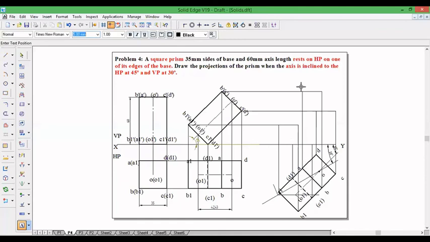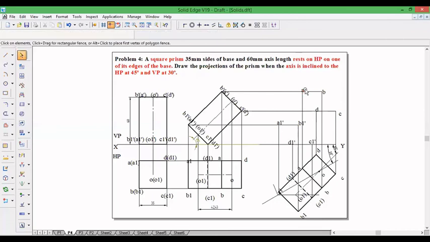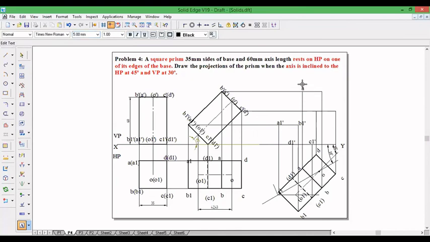Now let us label it. So this is A, B, C and D. Similarly, A1 dash, sorry, B1 dash, C1 dash and D1 dash. So here comes A dash, B dash, C dash and D dash.